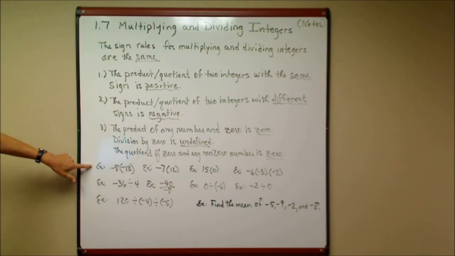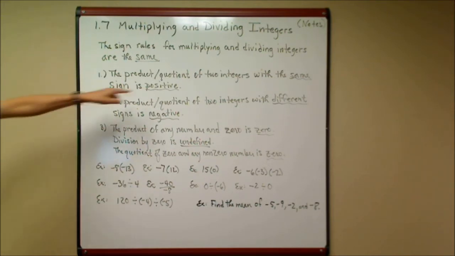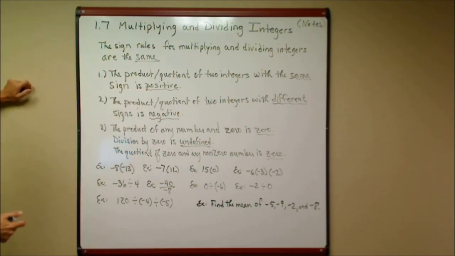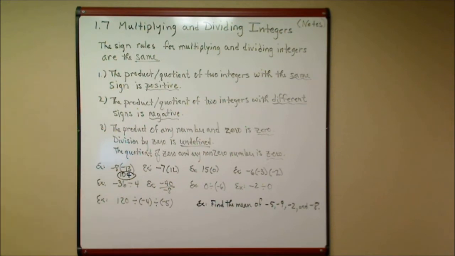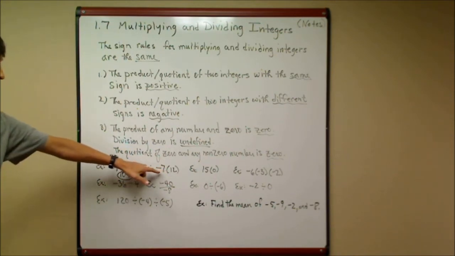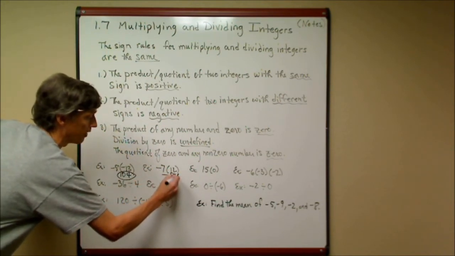All right, now here's lots of examples, and I'm going to run through these quickly. Notice in the first example, I'm multiplying two numbers with the same sign. They're both negative numbers. That means, of course, that my answer is positive. And 8 times 13 is 104. I'll circle that for you. Here I'm multiplying two numbers. One's positive, one's negative. It doesn't matter which one has the greater absolute value, like it does with addition. Different signs, my answer is negative. 7 times 12 is 84, so this is negative 84.